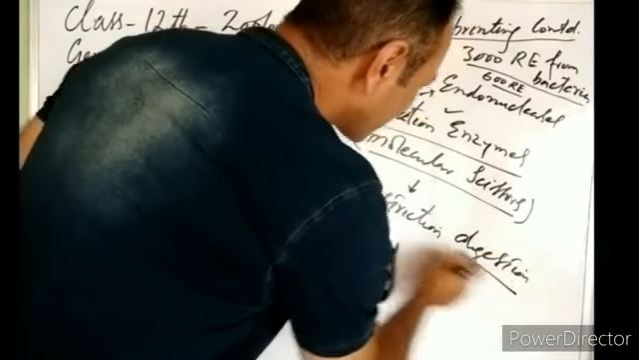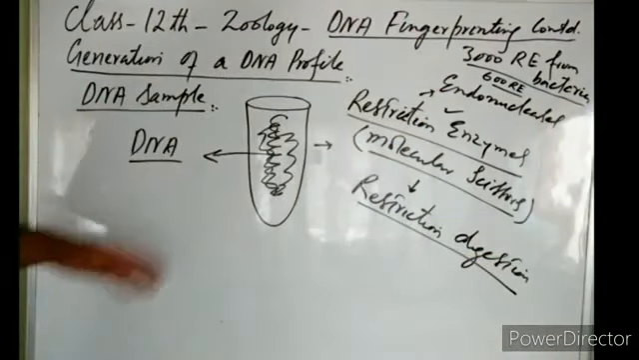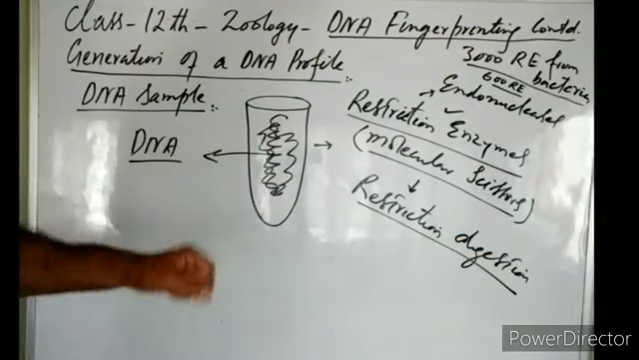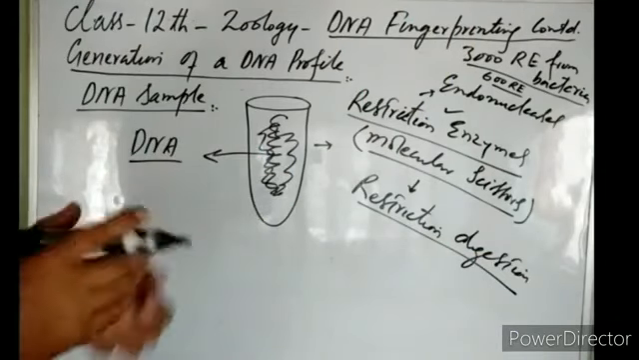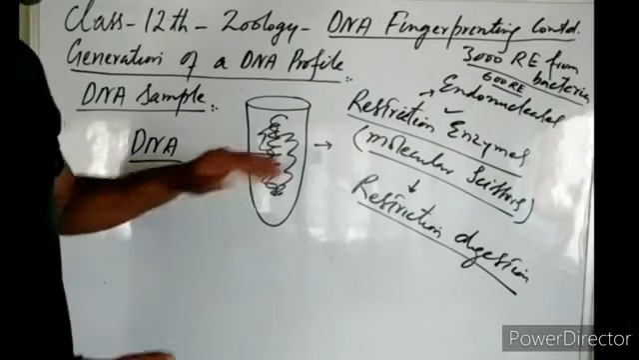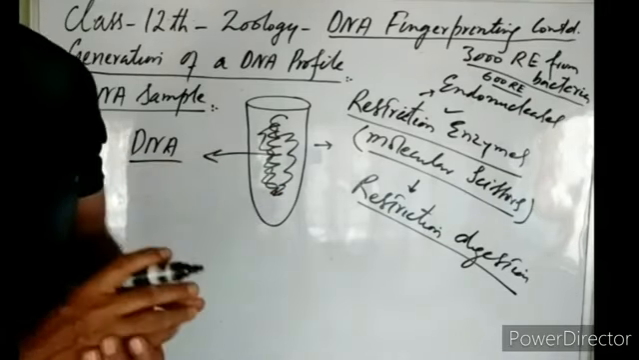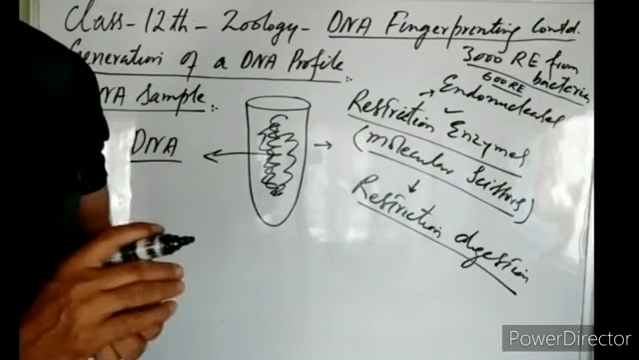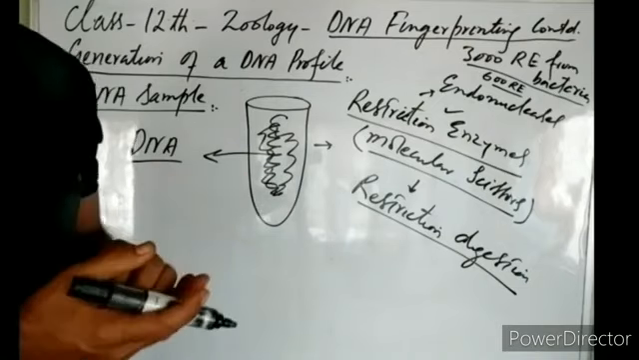So we have to compare the DNA. But this DNA is very lengthy. We cannot handle it easily. So for that purpose, forensic scientists cut this DNA into small manageable fragments. They cut it into small pieces. So how do they cut this DNA into small pieces?